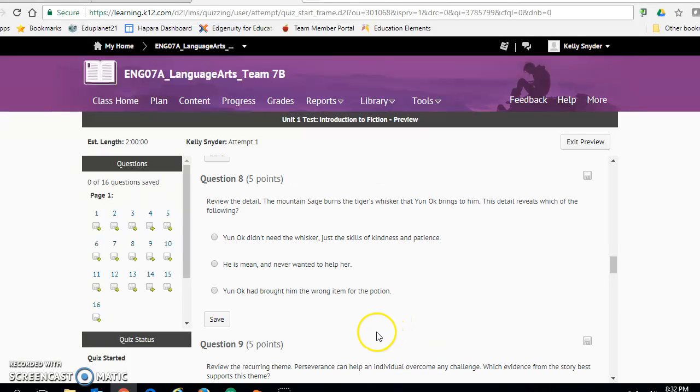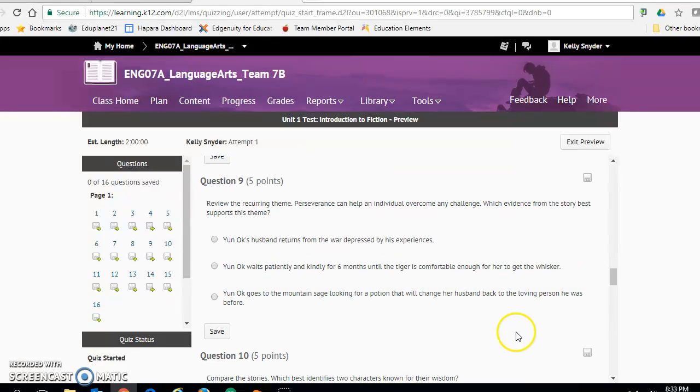Question 8. Review the detail. The mountain sage burns the tiger's whisker that Yunak brings to him. This detail reveals which of the following? Yunak didn't need the whisker, just the skills of kindness and patience. He is mean and never wanted to help her. Yunak had brought him the wrong item for the potion. Question 9.